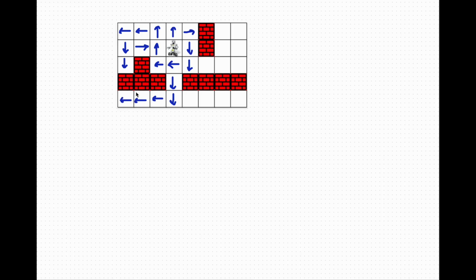We turn right, we face a wall. Turn right, this is already visited. Turn right, we face a wall. We backtrack by 1 unit, we come here, and then we turn right, we face a wall. We turn right, this location is visited.